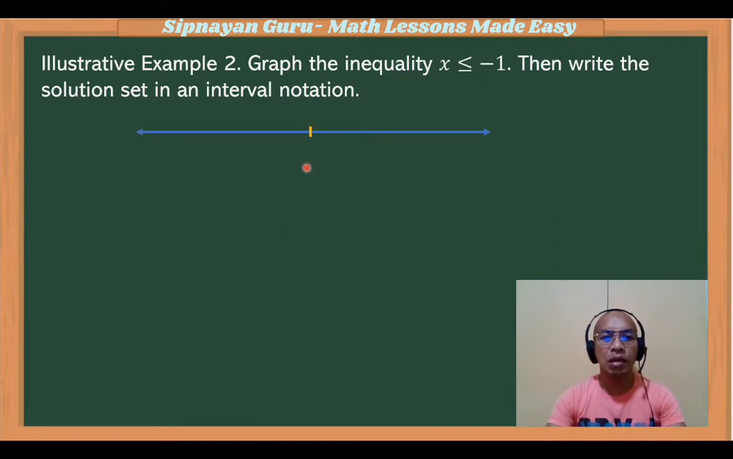We will tick this number line and we will put the boundary which is -1. All values that are less than -1 are values to the left of -1.